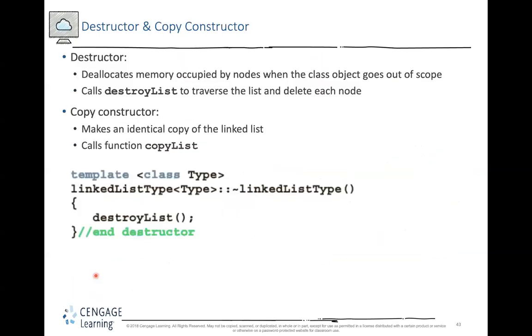And the destructor. So this is the default destructor with the tilde of the class name. And in that method, obviously, we already implemented destroy list. And so it simply just invokes that.